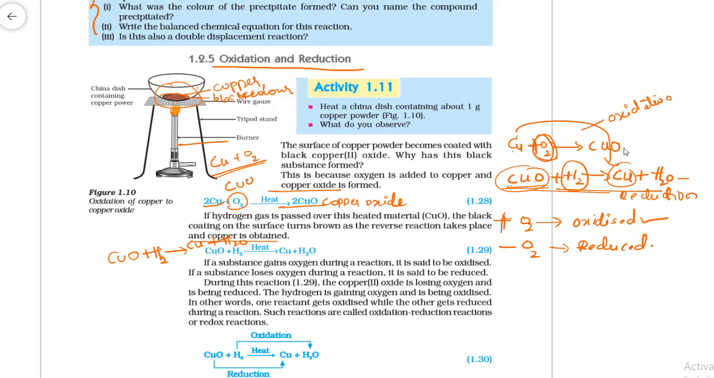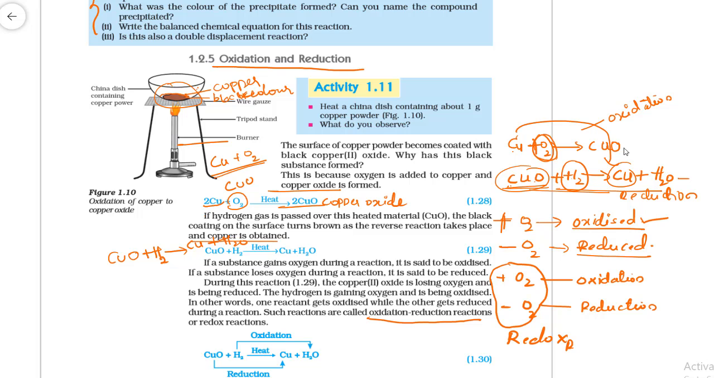If a substance gains oxygen, it is oxidation. If a substance loses oxygen, it is called what? Reduction. And the process we call an oxidation reaction or reduction reaction. Got it? So if in a reaction we see both oxygen gaining and oxygen losing, that kind of reaction we call an oxidation reduction reaction, also called a redox reaction.